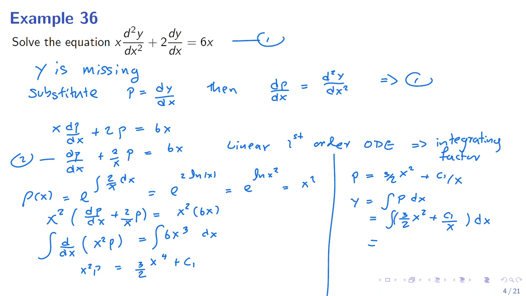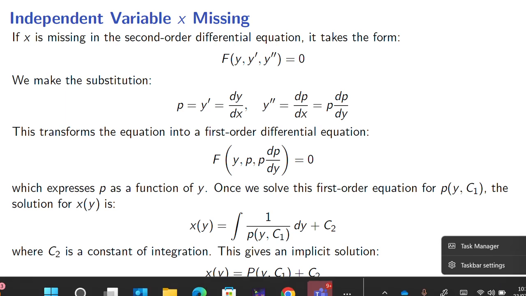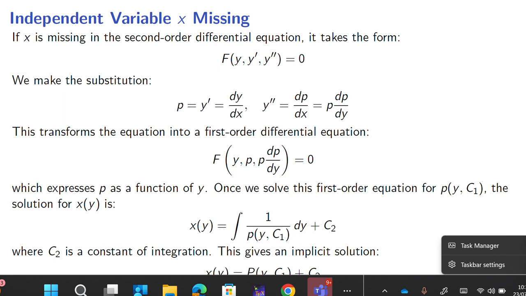Okay, so I'm going to move forward, and the second case is when the independent variable x is missing. So if x is missing, then our ODE will be in the form of a function of y and its first and second derivatives equals 0. In this case as well, we substitute p for the first derivative of y with respect to x, and therefore the second derivative of y with respect to x will be dp on dx.